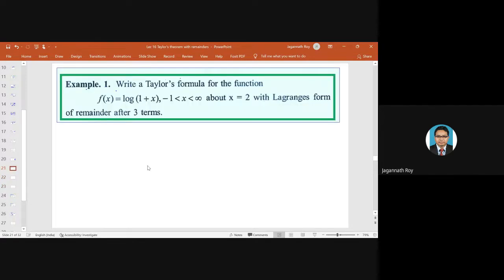How to do it. So first we have to find out the values of f of a, because we have to see that f of x plus h is equal to f of x plus h times f dash of x plus h square by 2 factorial f double dash of x plus h cube by 3 factorial f triple dash, third derivative, of x plus, say here, remainder after 3 terms.